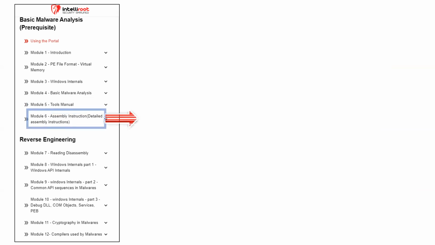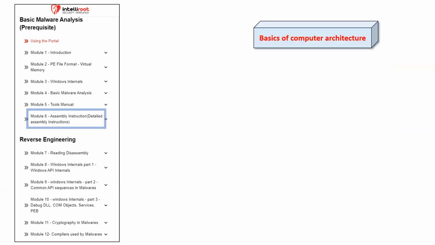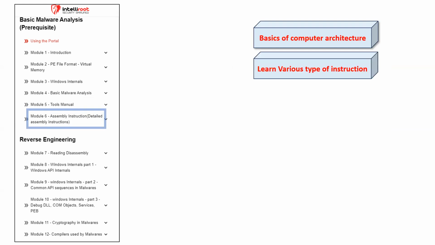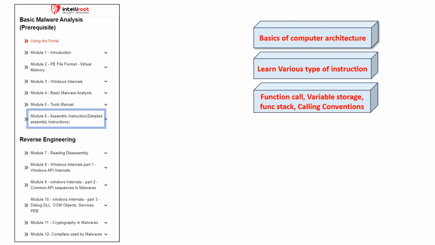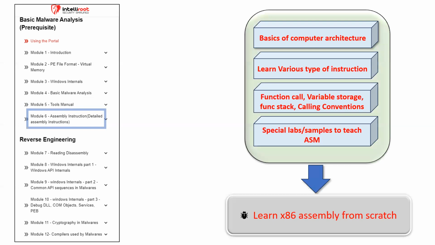Module 6 is the module that covers assembly instructions. It starts with the basic x86 architecture. It teaches you about various types of x86 instructions. It talks about function calls, the storage of variables, function stacks, calling convention. Also, this module has special labs and samples to teach assembly language, and it would be helpful for those who are completely new to assembly language. So this module guarantees to teach you assembly language, more specifically x86 assembly language, from scratch.